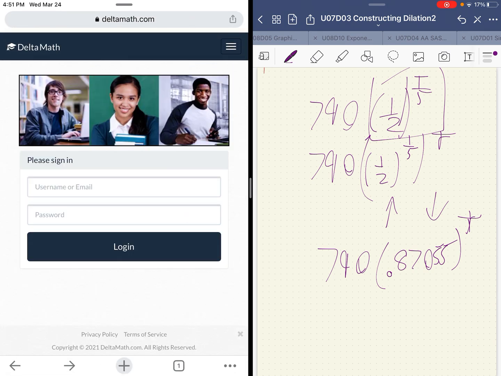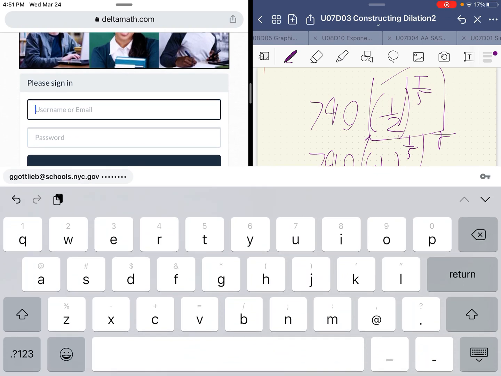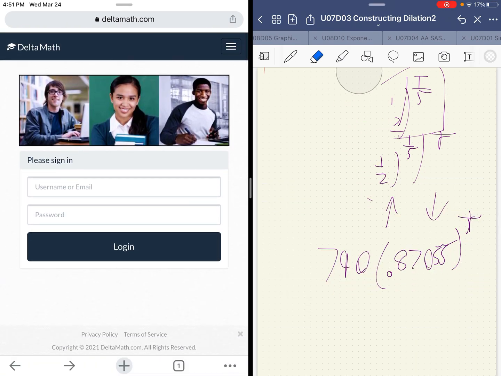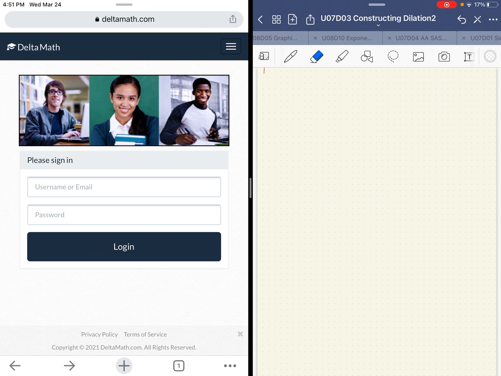All right, last thing I wanted to talk about was half-life. I'll just briefly talk about half-life since I got logged out of Delta Math for some reason. So half-life means, let's say I had 500 grams of something, and it's going to halve in value. This would mean every 1 year.